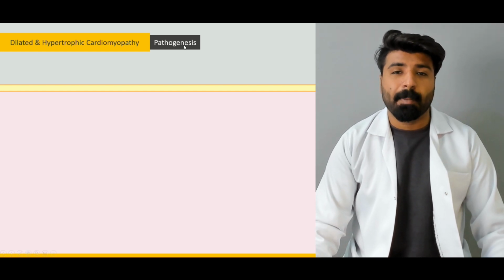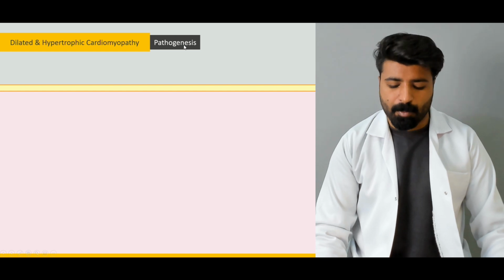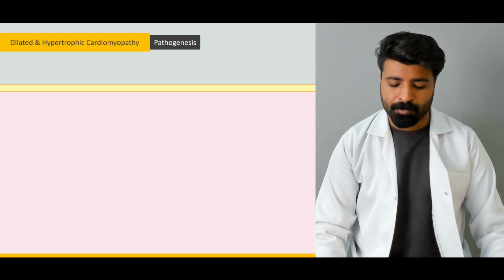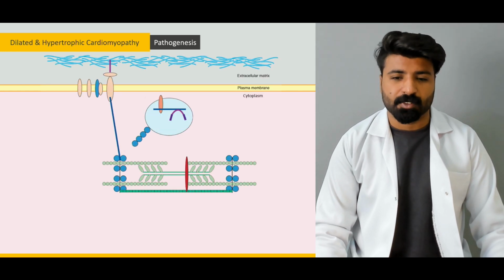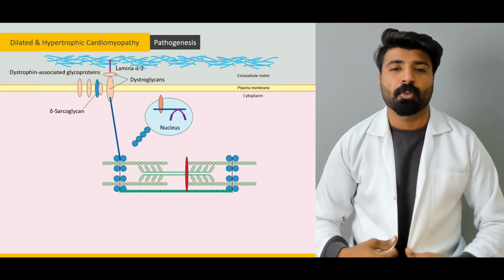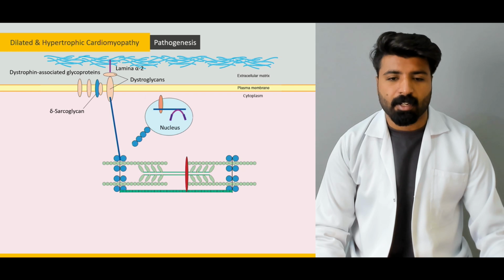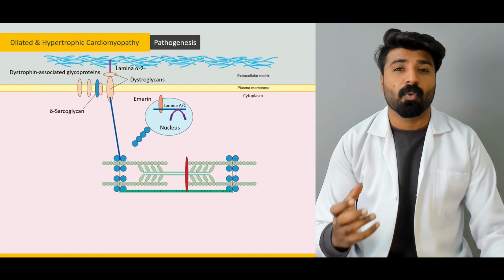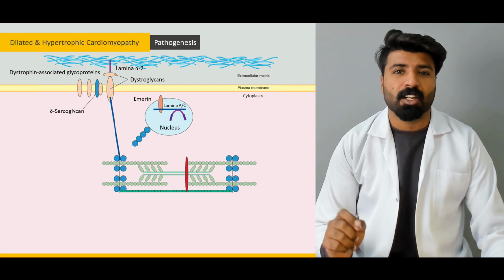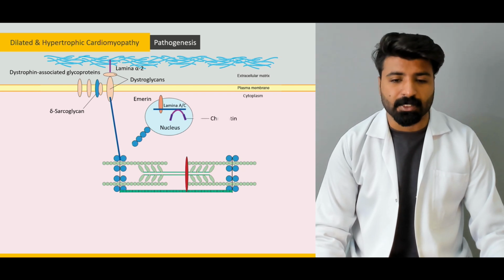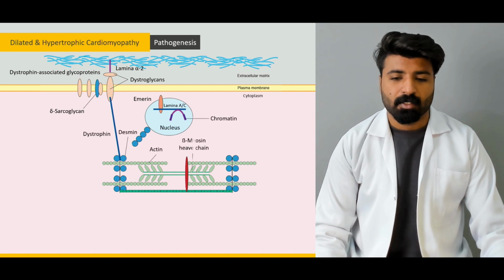So in the pathogenesis of dilated and hypertrophic cardiomyopathies, there must be some genetic factors which lead to this disease. So let's talk about those genetic factors. First of all, let me show all of these structures to you so that you might get the idea of what structures are going to be involved, or what genes are going to be involved, or what proteins are going to be involved in causing the pathogenesis of dilated and hypertrophic cardiomyopathies. So as you can see, this is the normal structures inside the cell.